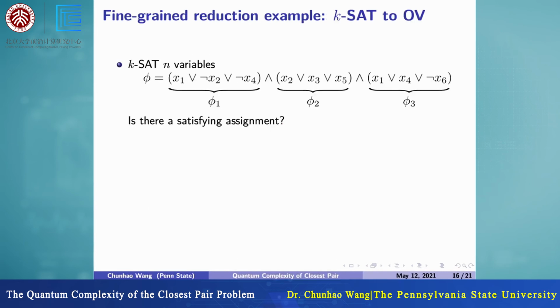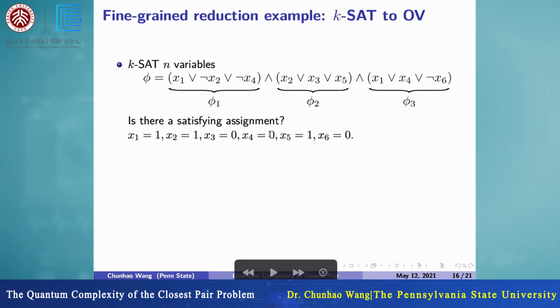Let me give you an example of this fine-grained reduction. We want to fine-grained reduce K-SAT to OV. OV is the orthogonal vectors problem. Let me define the problems. I think you are familiar with K-SAT. K-SAT is a Boolean formula satisfiability problem. You're given a formula in CNF form, and you're asking if this formula is satisfiable or not. So for example, this is a satisfying assignment.